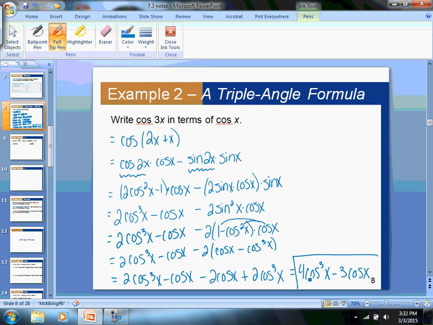So that's a lot of work, but now I don't have a triple angle. I don't have a 3x. Now I just have individual x's. And granted, I'm cubing the cosine, but we'll find a way to deal with that in the upcoming notes. Okay, and again, it's all in terms of cosine. Cosine x, even though it's cubed, it's still cosine x.